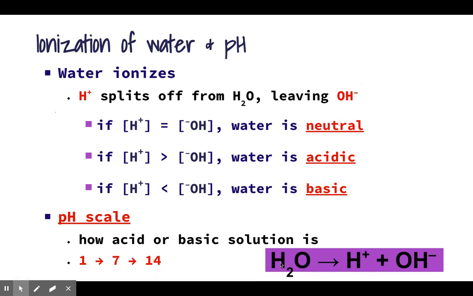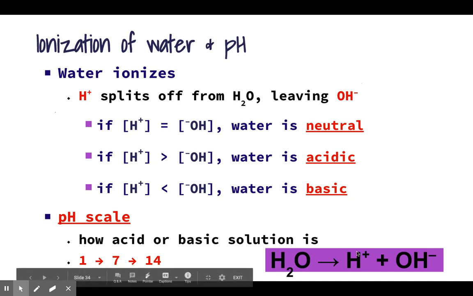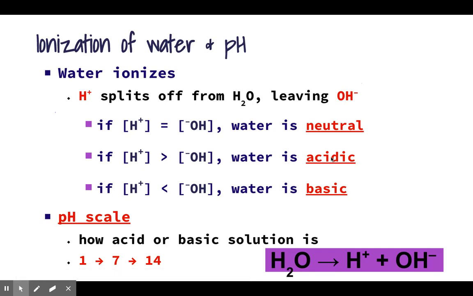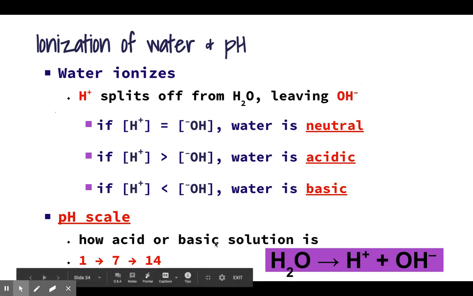Now, if I have more hydrogen than I do of hydroxide, if the hydrogen level is more, water is said to be acidic. If the hydrogen level is less than the hydroxide level, then water is said to be basic. Our systems are here at neutral, meaning that the hydrogen and hydroxide levels are very, very equal. The pH scale measures how acidic or basic a solution is. So we go from 1 through 7 and then from 7 to 14.